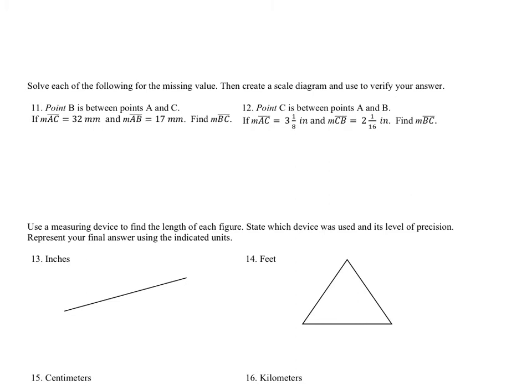Number 11, point B is between points A and C. So it's basically asking us to do the same thing, it just didn't give us a picture. So what we do is draw a quick diagram. We're going to have to do the same thing for number 12, so I might as well just draw two line segments. All right, so point B is between points A and C. So I'll put point A here, I'll put point C here. Keyword: between.